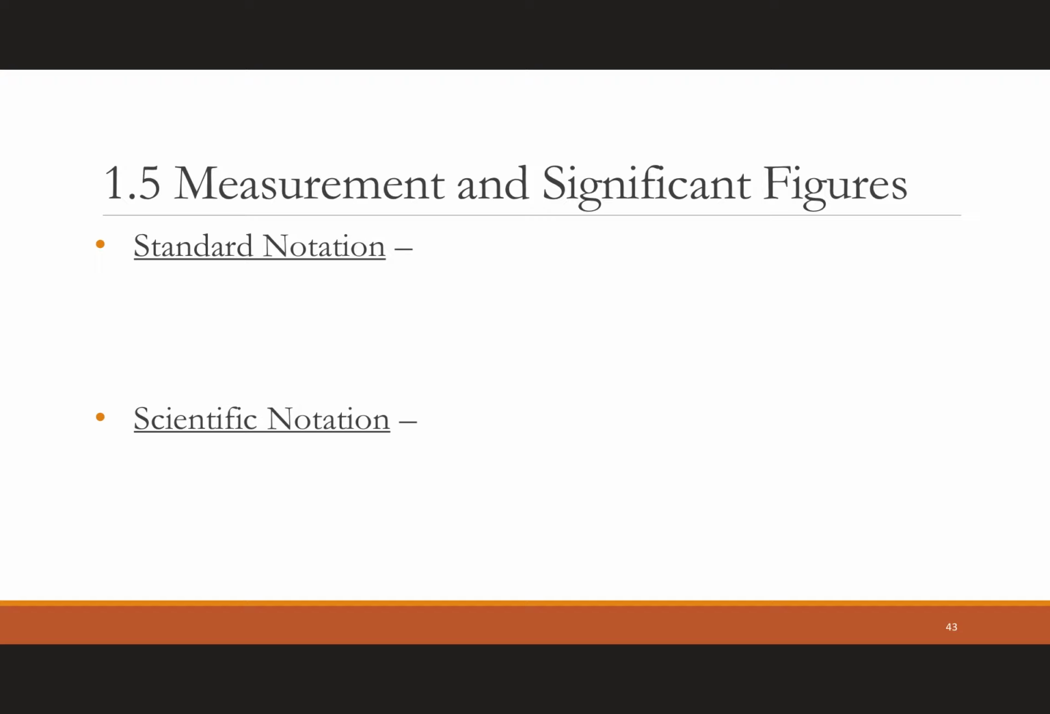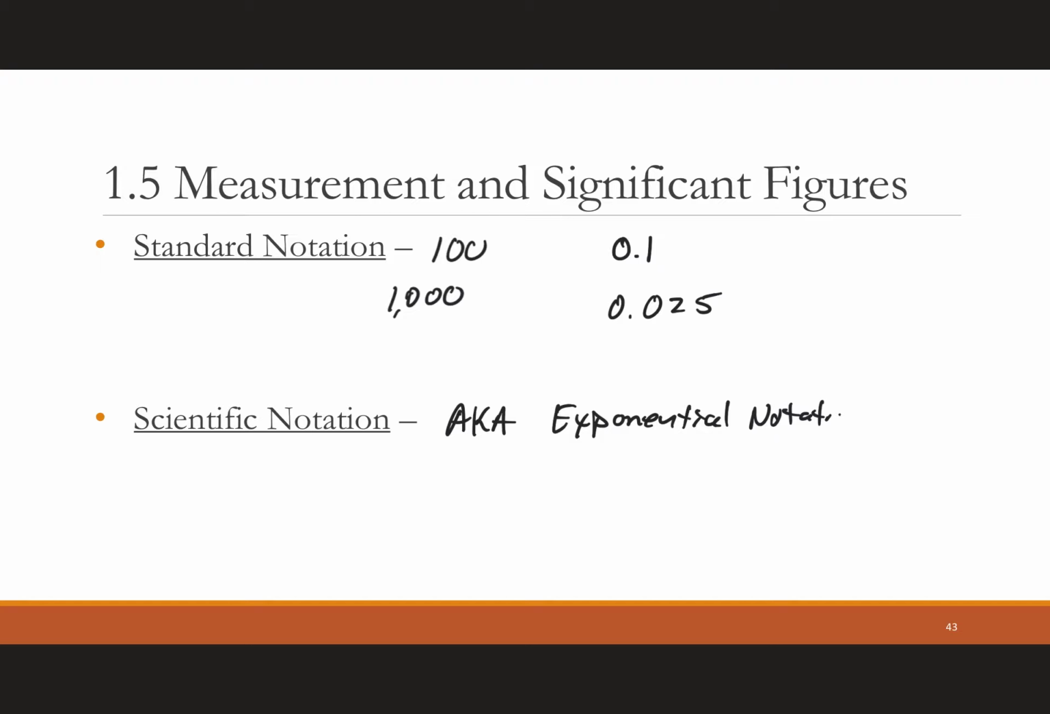Standard notation would be numbers like 100, maybe 1,000, or we could have decimals in standard notation like 0.1 or 1/10, 0.025, etc. That would be numbers in standard notation. Scientific notation, also known as exponential notation, though, is utilized in order to make very large or very small numbers easier to read and take up less space.